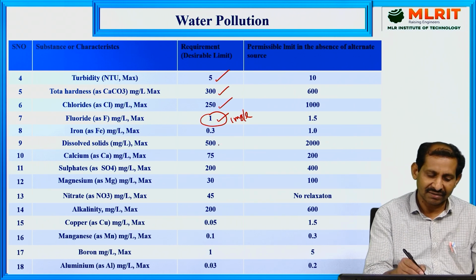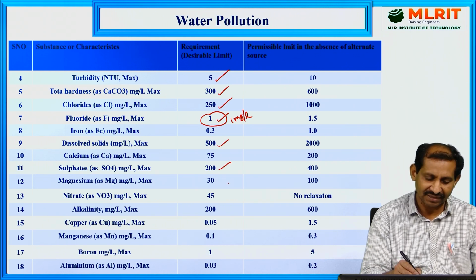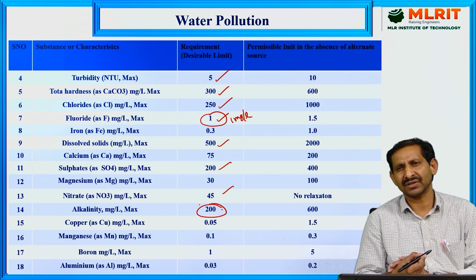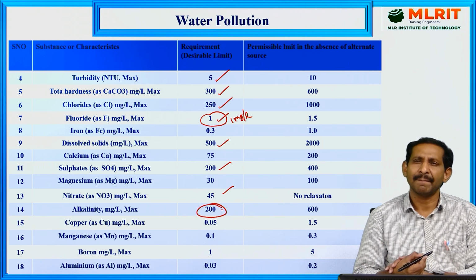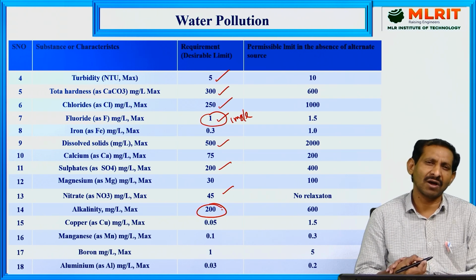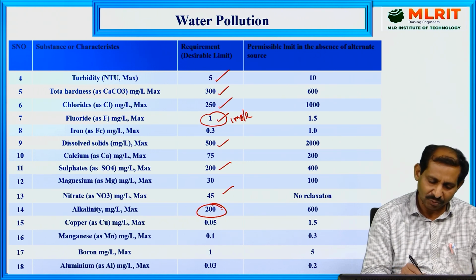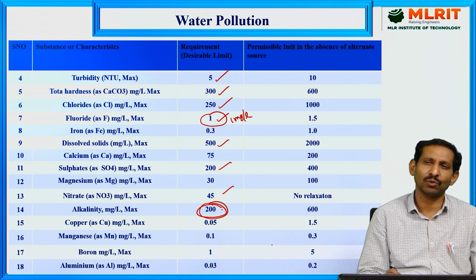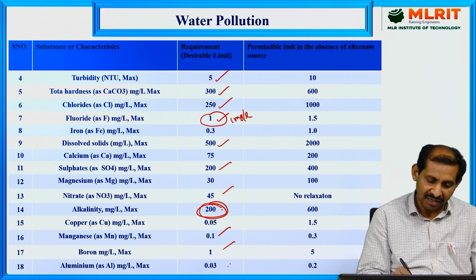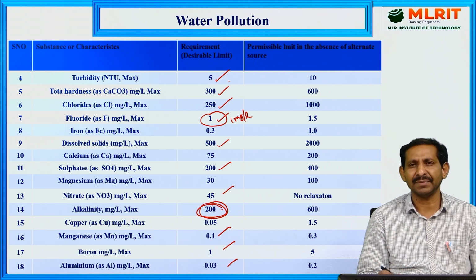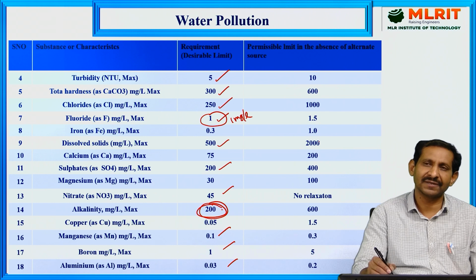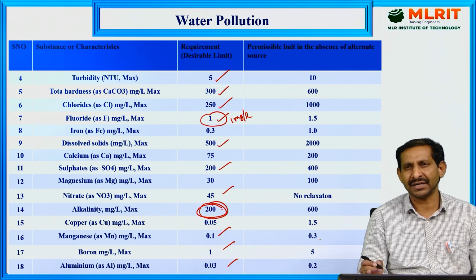Then there are iron, dissolved salts, sulfates, nitrates and alkalinity. The salts responsible for alkalinity are bicarbonates, carbonates and hydroxides. Total alkalinity should not be more than 200 mg per liter. Then manganese, boron and aluminium. These are the desirable limits as per the Bureau of Indian Standards, and the permissible limits with their appropriate numbers are also mentioned in the table.